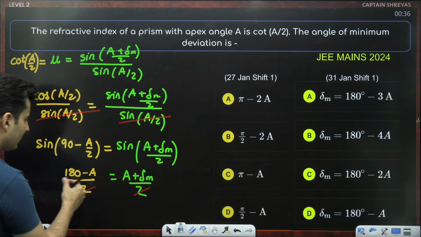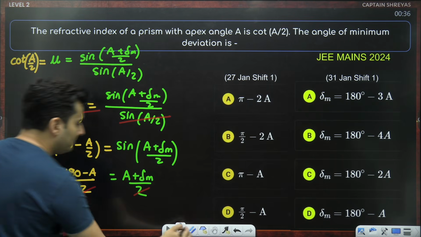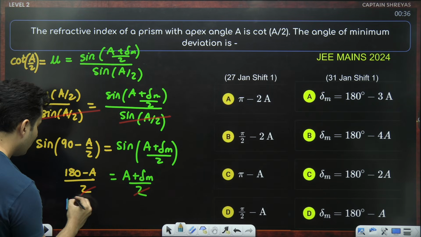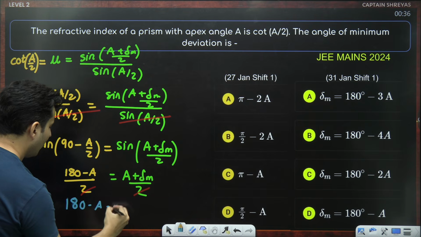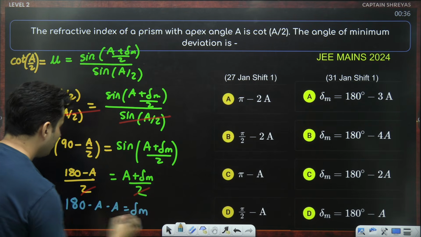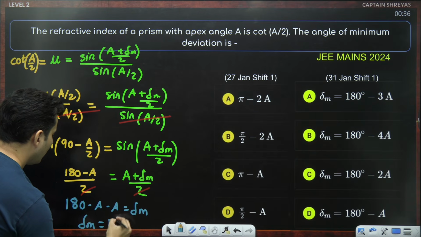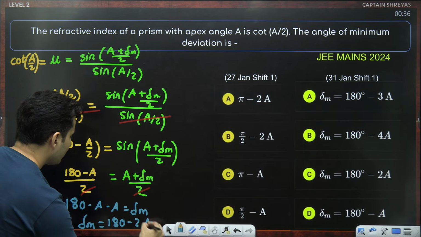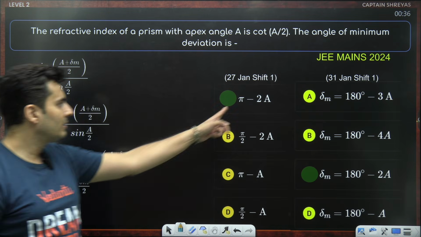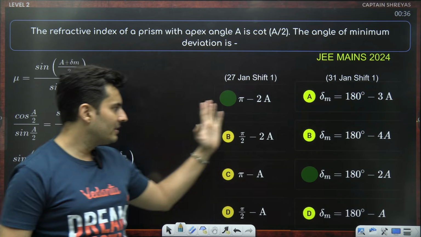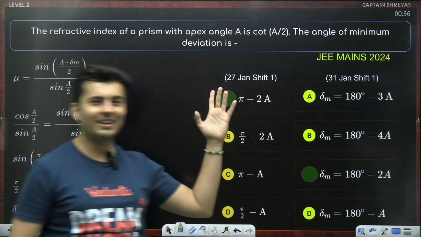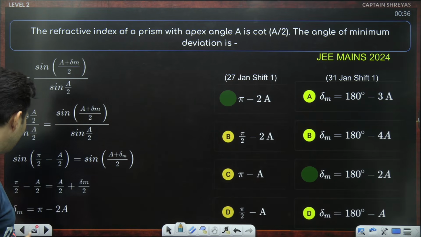So now take the same on the other side. So this will become 180 minus A is equal to delta M. So delta M is 180 minus 2A, which is this or even this. This was asked in two different shifts, once in degrees, once in radians. So it doesn't matter, it was the same thing.